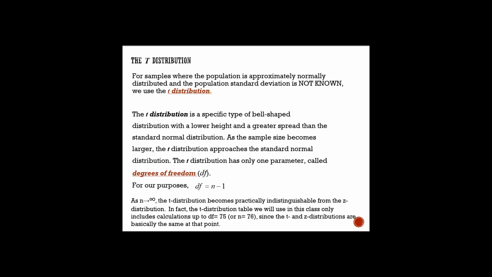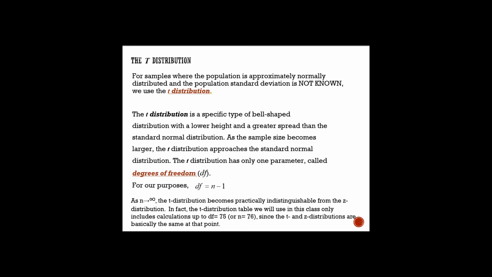It is still a specific type of bell-shaped distribution, but it does have a lower height. It has a greater spread than our standard normal distribution that we use in the z-table. However, as the sample size becomes larger, the t-distribution approaches that standard normal distribution, the one we've been using with the z-table. So we can actually go to the z-table as we get larger and larger sample sizes.